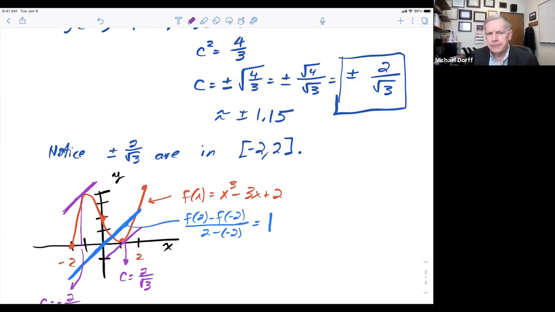Notice the slope of the purple lines look like they have the same slope as the blue line, which was 1. And notice that my two c values are between 2 and -2 here, because here's a c and here's my other c. They're between those two values. Hope that helps.